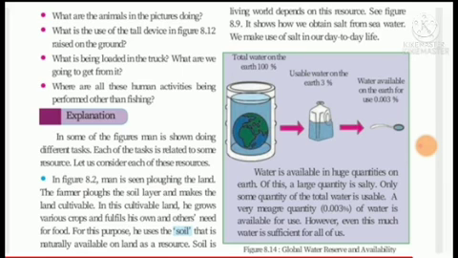See figure 8.9. It shows how we obtain salt from the seawater. We make use of salt in our day-to-day life. Water is available in huge quantities on earth. Of this, a large quantity is salty. Only some quantity of the total water is usable. A very meager quantity, that is 0.003% of water, is available for use. However, even this much water is sufficient for all of us.